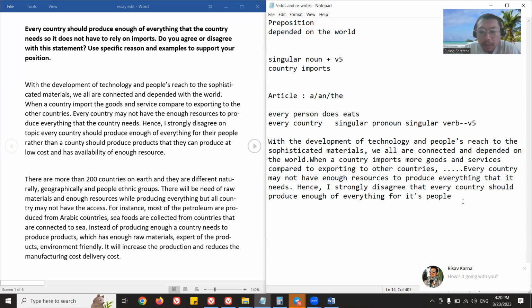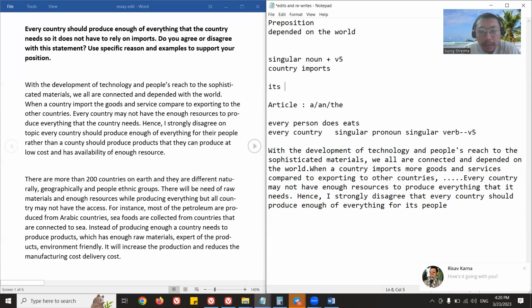Okay, so I strongly disagree that every country should produce enough of everything for its people. And here I wrote "it's" with an apostrophe, it has to be like this, right? So basically another common error that I just found was that I committed myself for some reason, I guess because I was typing, was everything for its people, right? Then we can say that I strongly disagree that every country should produce enough of everything for its people.